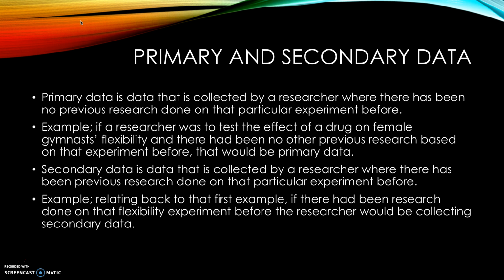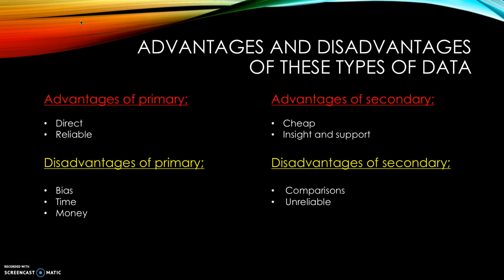However, secondary data is data that is collected by a researcher where there has been previous research done on that particular experiment before. An example of that would be relating back to that first example. If there had been research done on that flexibility experiment before, the researcher would be collecting secondary data. And on to the pros and cons for both.